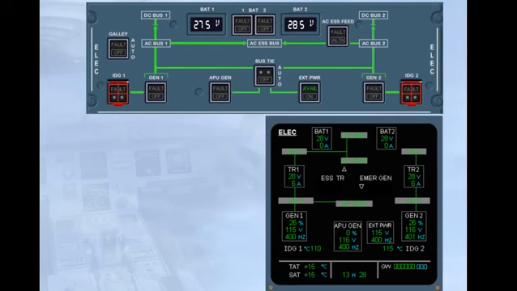In this module, you have seen the electrical configuration on ground, with both engines running and with APU generator and external power available. We will introduce the different possible configurations in the next modules.